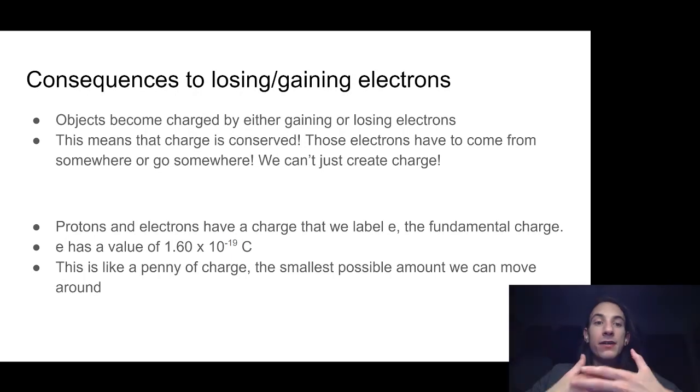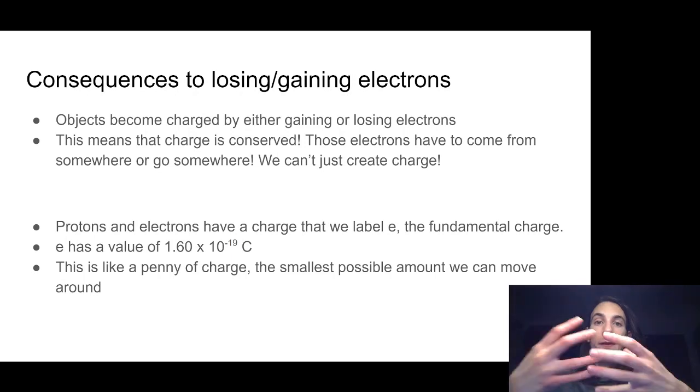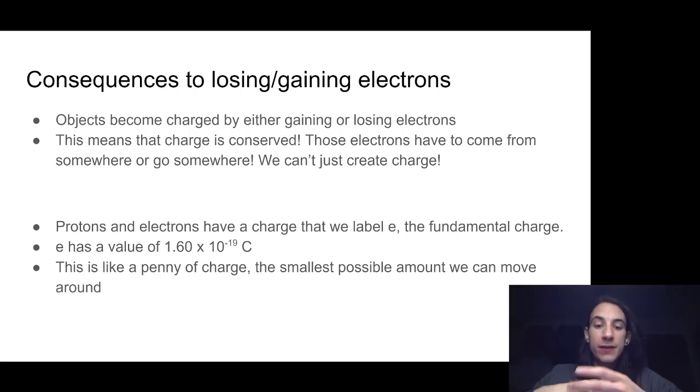So the electrons have to come from somewhere or go somewhere. We can't just create charge. It has to come from these electrons. So charge is conserved. In a system, charge is going to come from one thing and go to another thing, or leave one object and go to another object.